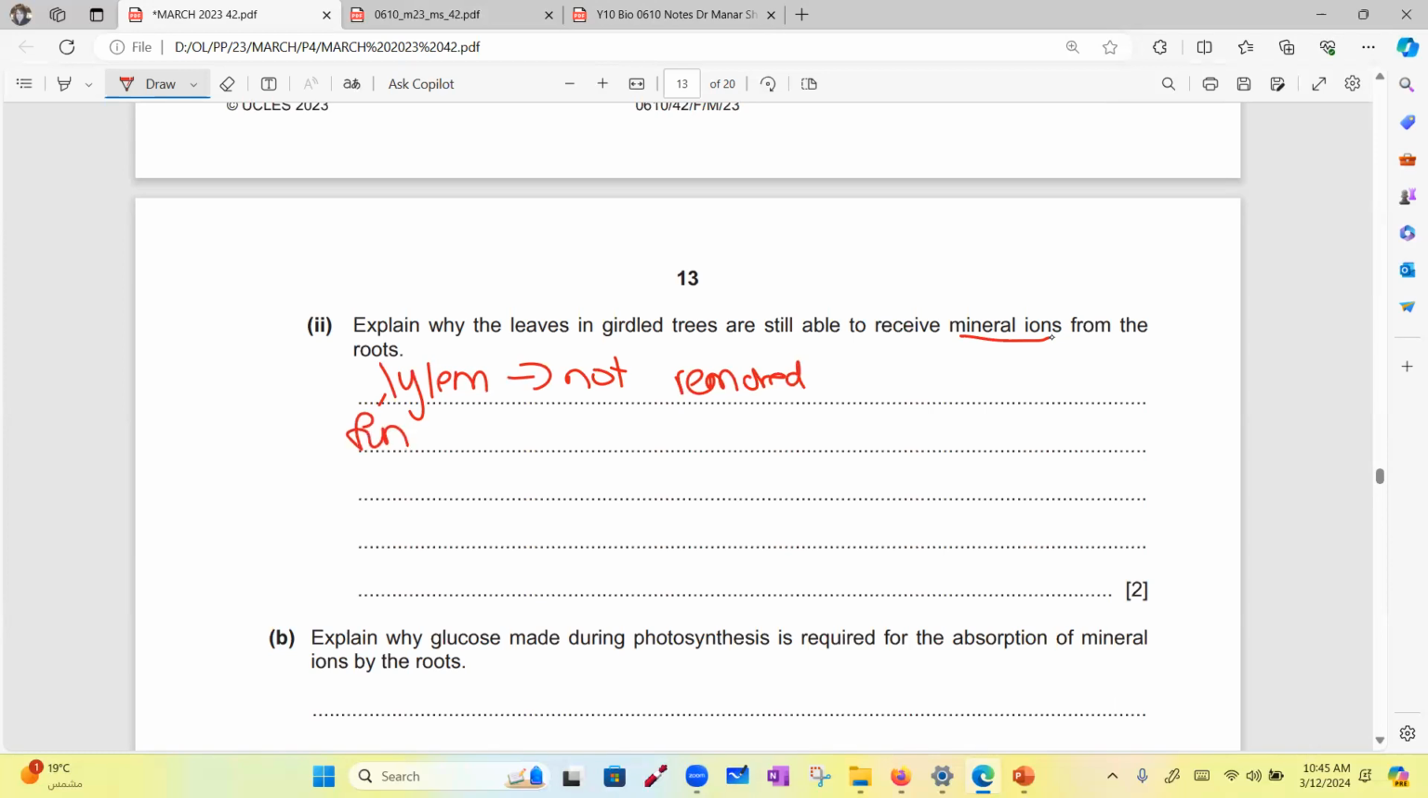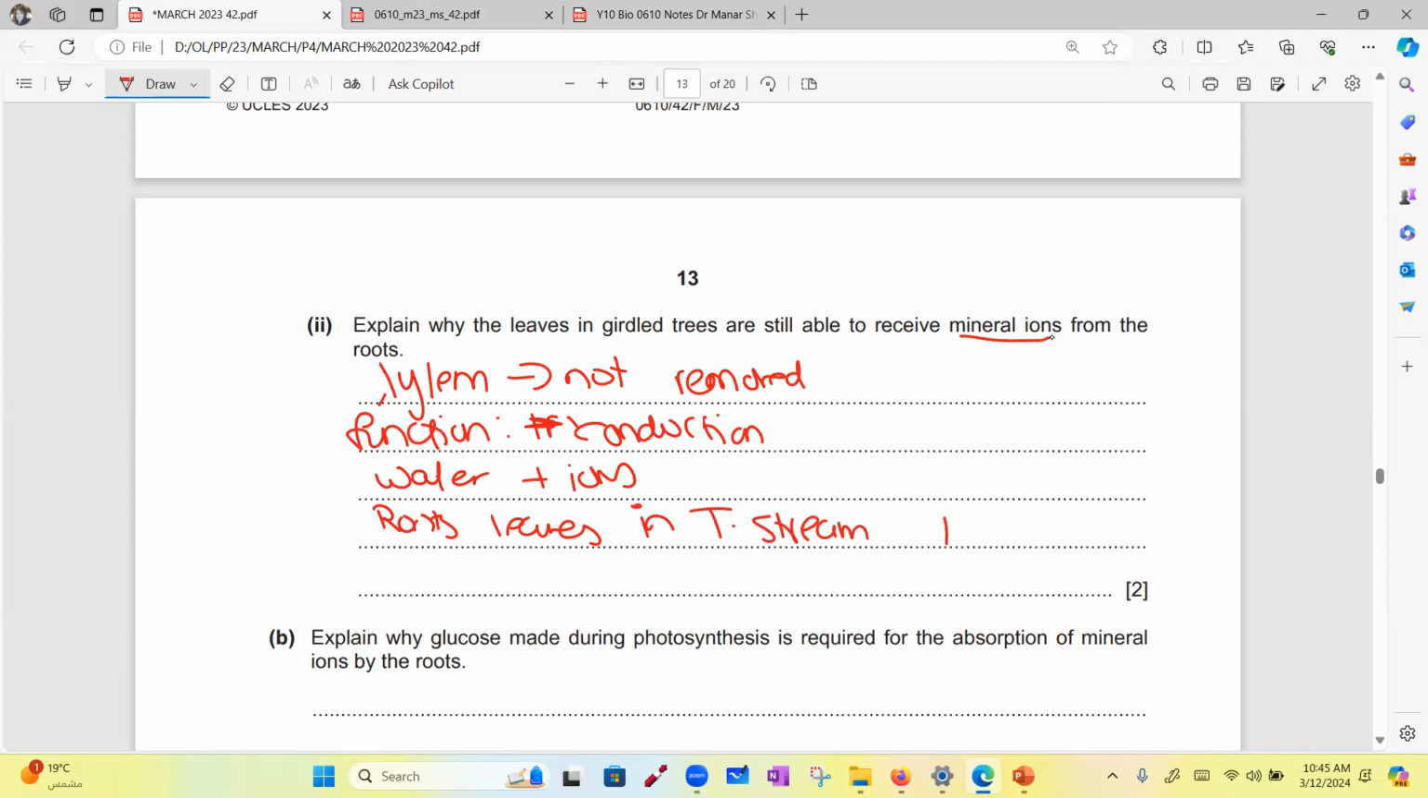Function of the xylem, conduction. You write it down, please, which is the transport of water and ions from the roots to the leaves in the transpiration stream, up in one direction. They always like the term transpiration stream. Transpiration stream is the movement of the water inside the xylem, not its evaporation in the leaves.